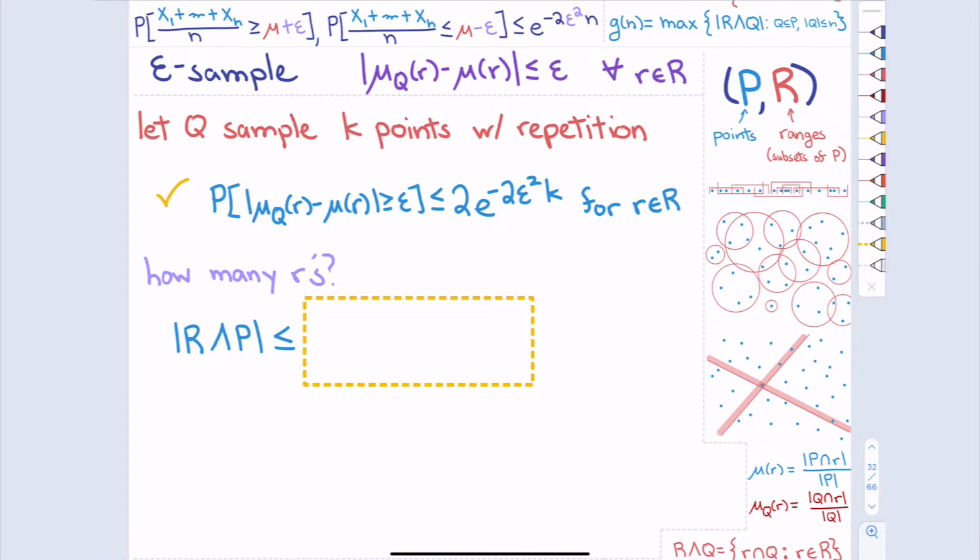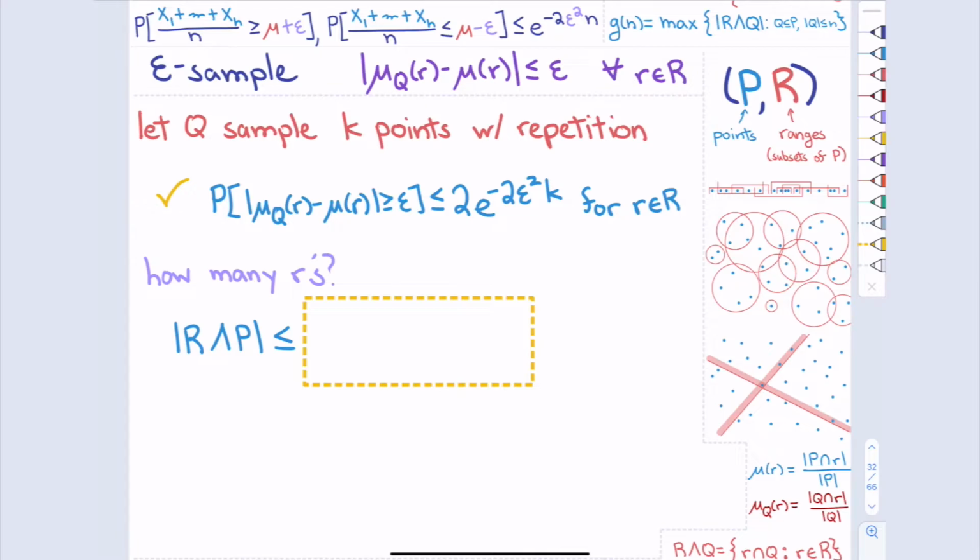Well, first of all, if two ranges have the same overlap with P, then they're effectively the same, right? Maybe there are two disks, but they contain the same points. They're basically the same disk. So I really only have to worry about how many induced subsets there are. So what is the nice upper bound for how many subsets there are? 2 to the size of P is one, but it's not great.